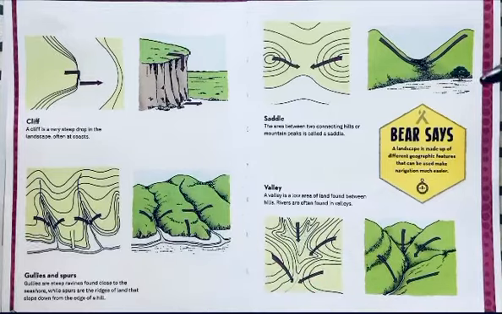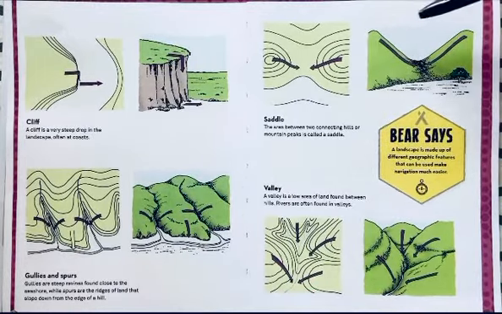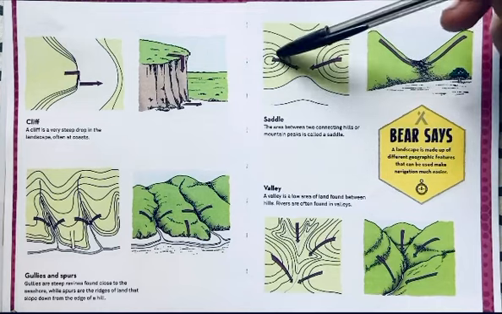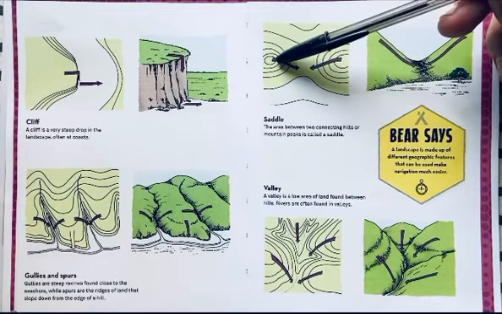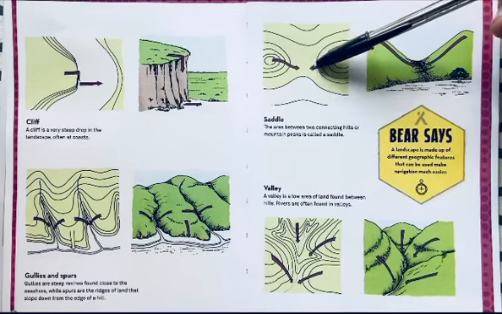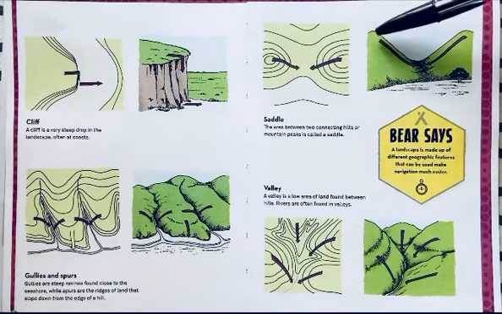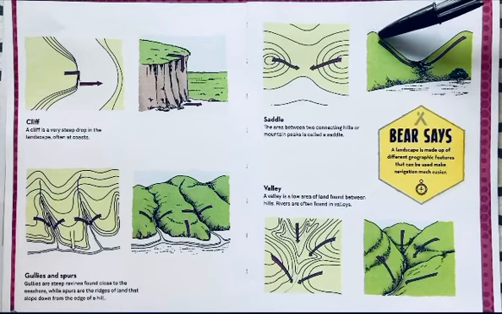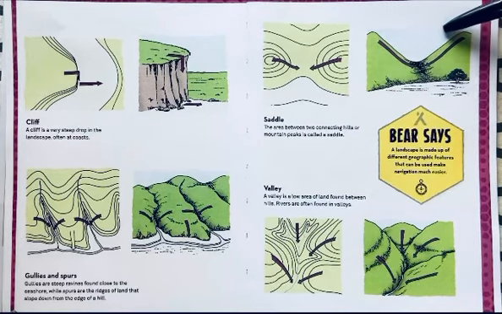Now, here we have another example. It's called a saddle. A saddle has 2 hills that go down. As we see, these contour lines are very close together. And then here we have a lot of space in between, which means that it's flat. So here we go up, we go down, and then back up again.